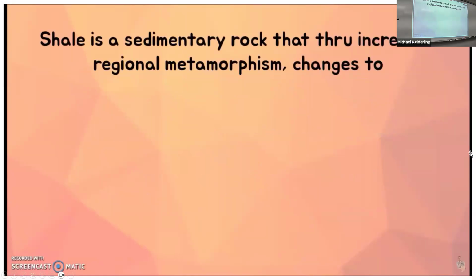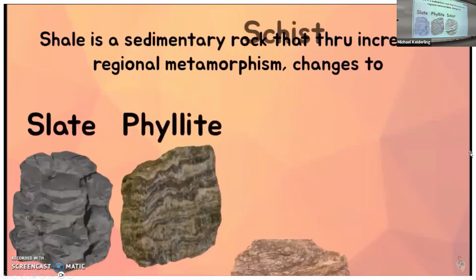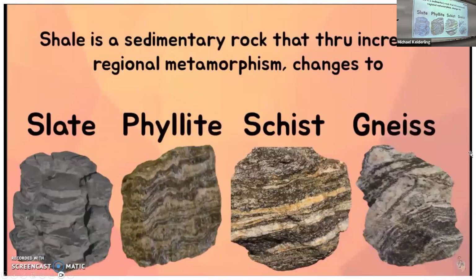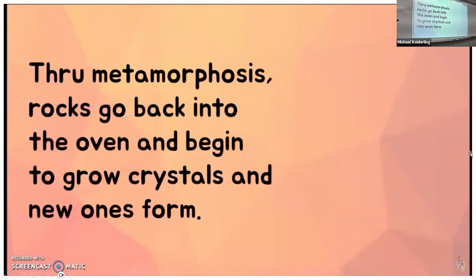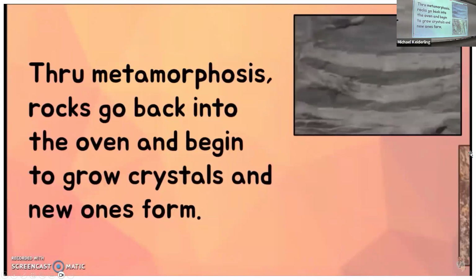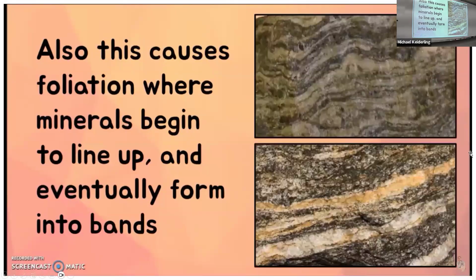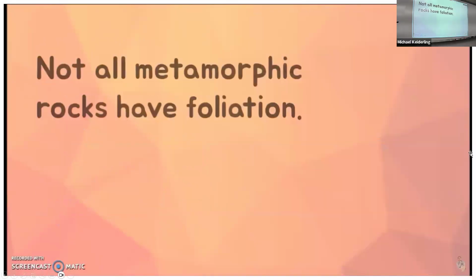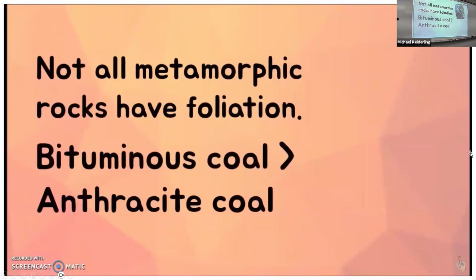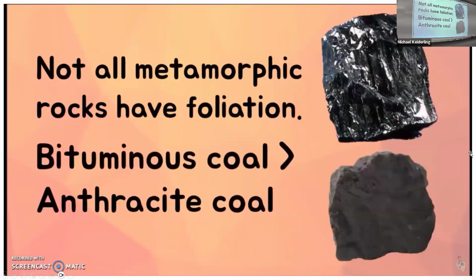Shale is a sedimentary rock that through increased regional metamorphism will change to slate, then to phyllite, then to schist, then to gneiss. Through increased heat and pressure, the minerals in the rock shale are going to change into different rocks. A few things will happen in metamorphic rocks, including that the minerals will recrystallize since they are exposed to new heat. Also, this causes foliation, which is where the minerals begin to line up and eventually form bands of the same minerals. Not all regional metamorphism is going to have foliation. For example, bituminous coal, when it changes into anthracite coal, is not going to have foliation.